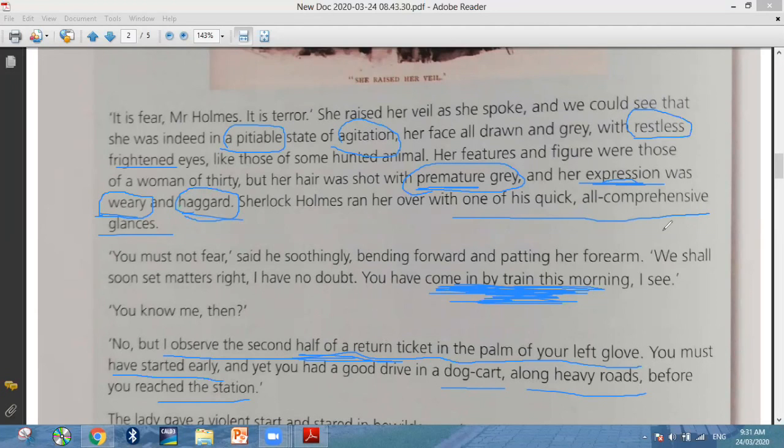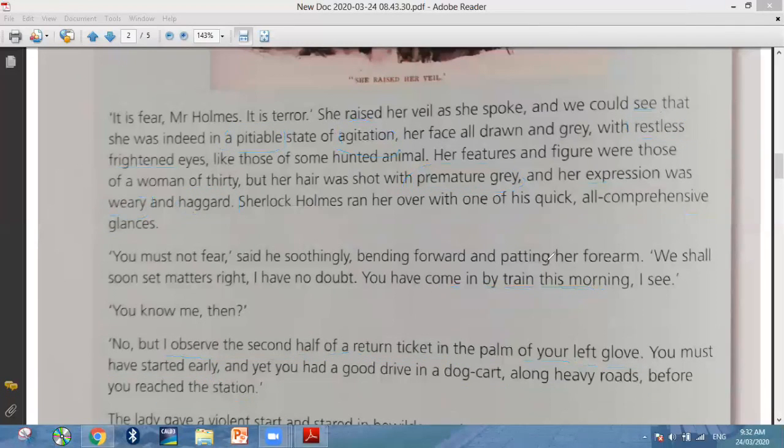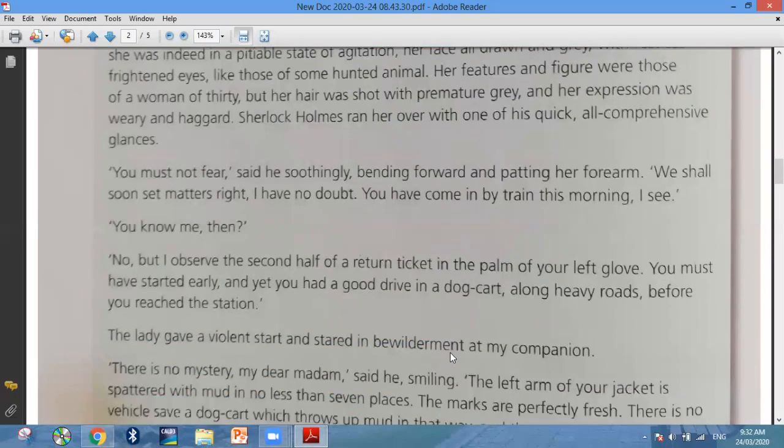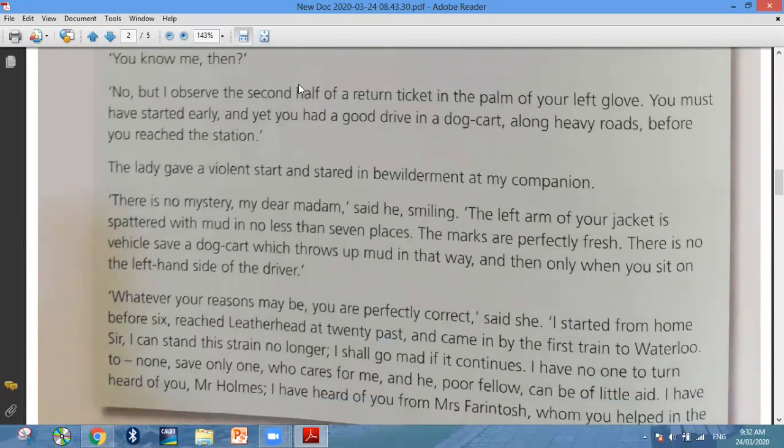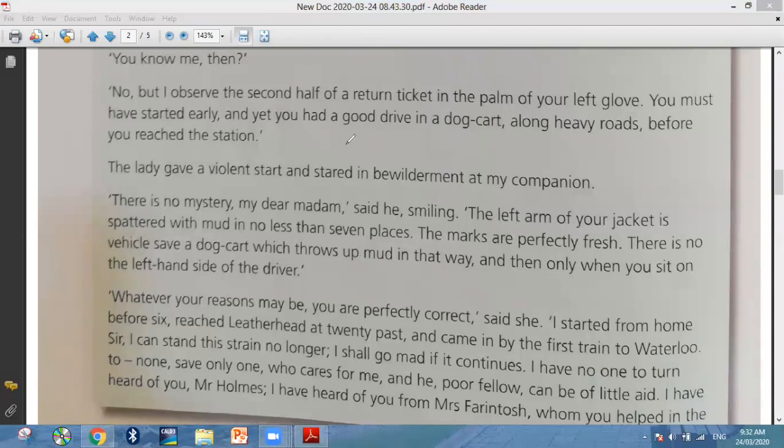Here the writer is trying to help us know more about the character of the detective. He noticed that her jacket has mud on it, and it is fresh mud. It didn't dry yet. That's right.